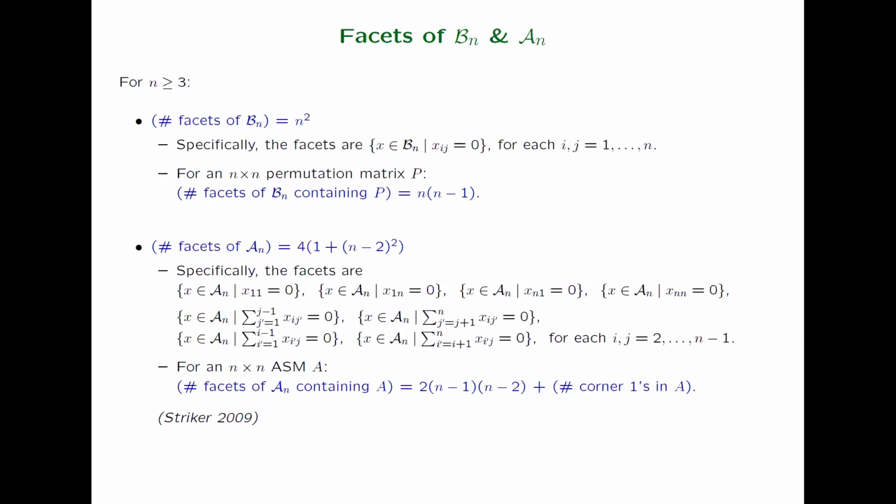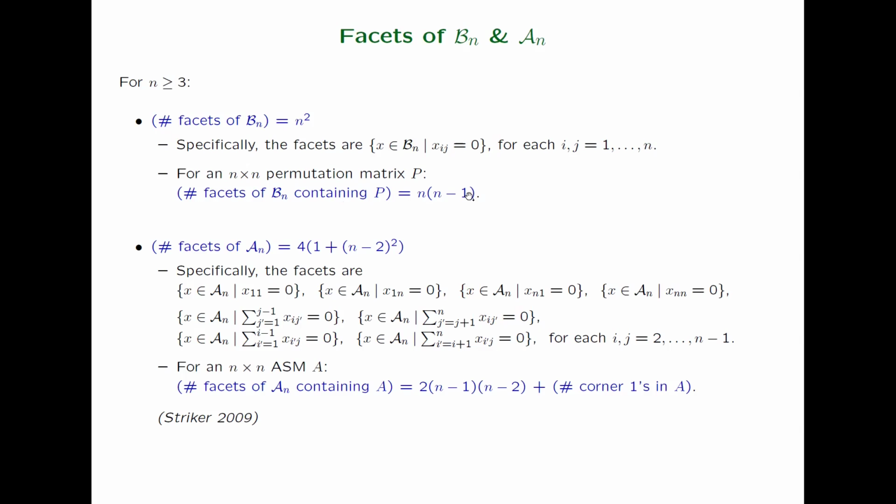The facets were characterized and enumerated by Jessica as well. This takes a little bit more work, and because we're running out of time, I won't go through it in a huge amount of detail. But for the Birkhoff polytope, it's certainly easy to see that each of the n-squared inequalities that tell you that each entry is greater than or equal to 0, if you set each of them equal to 0 individually, then you get a bunch of distinct facets, so the total number of facets is n squared. And it's also easy to see that if you take a particular permutation matrix, then the number of facets that contain it is just n squared minus n.